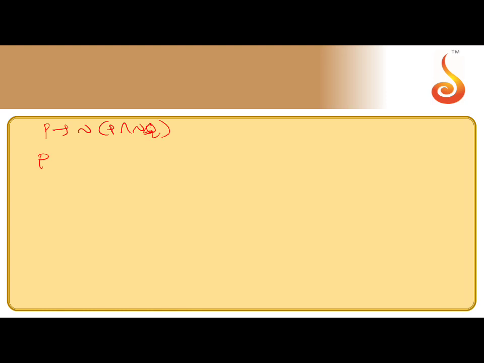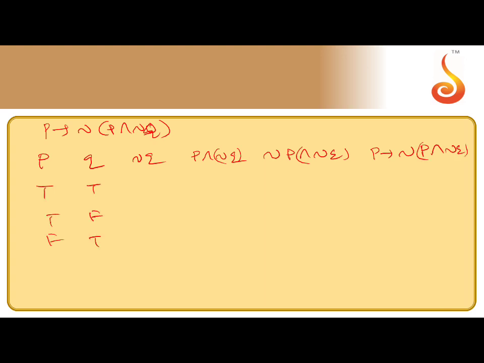So prepare the table with P, Q. What is required? Negation of Q is required. Next P and negation of Q, and negation of P and negation of Q are required. Finally P implication of (negation of P and negation of Q). These are the things which we require. First, the common TT, TF, FT and FF. Negation means opposite of Q: false, true, false, true.